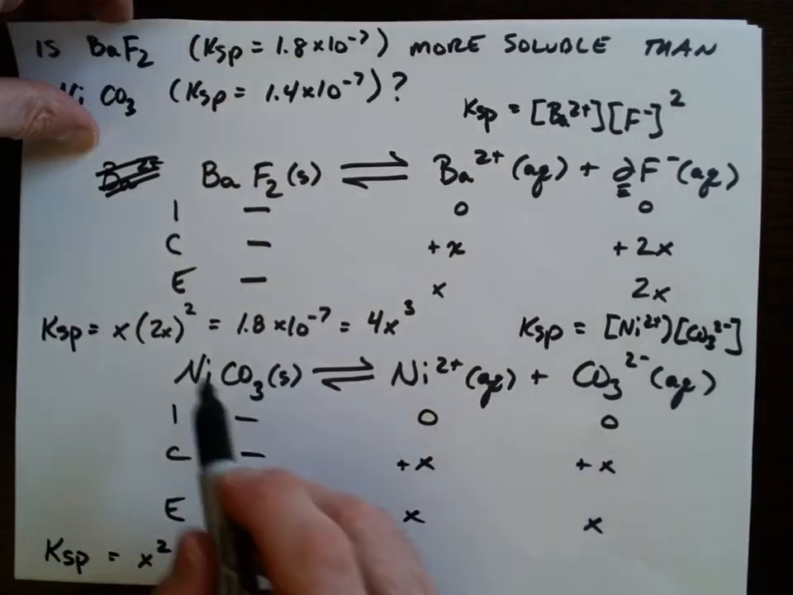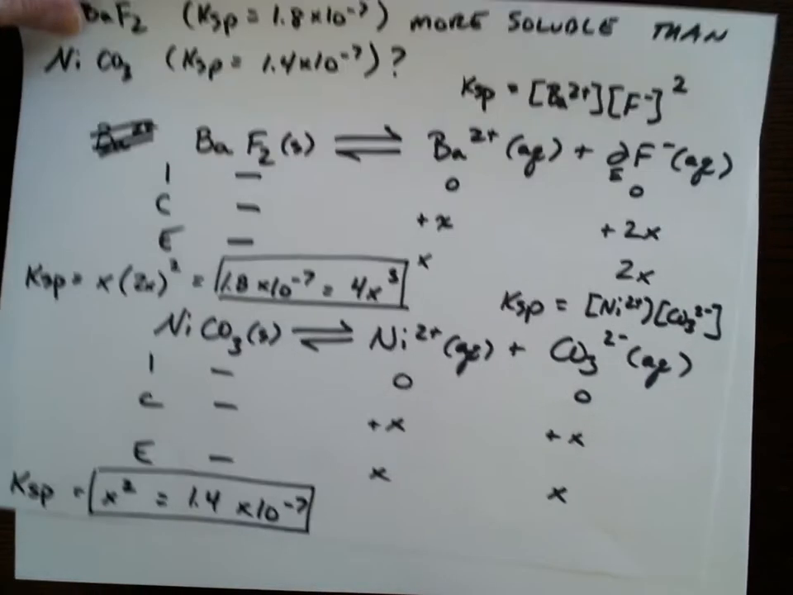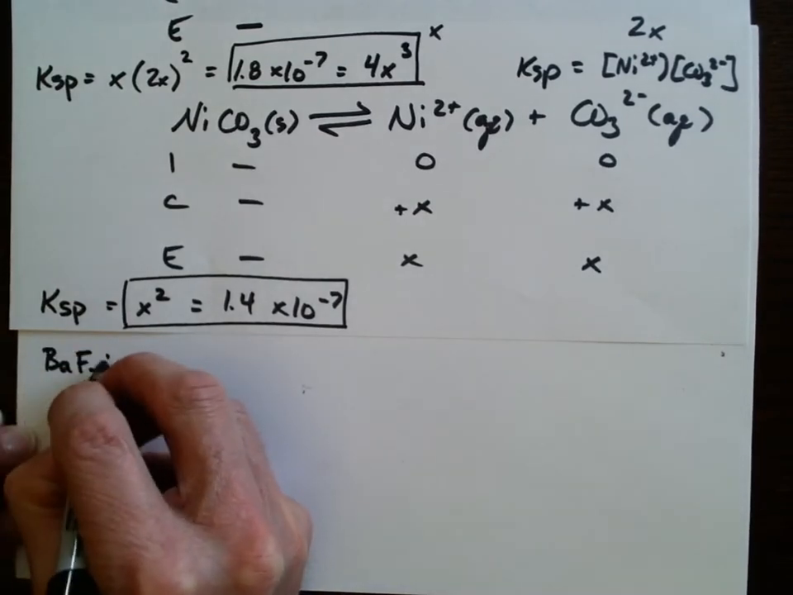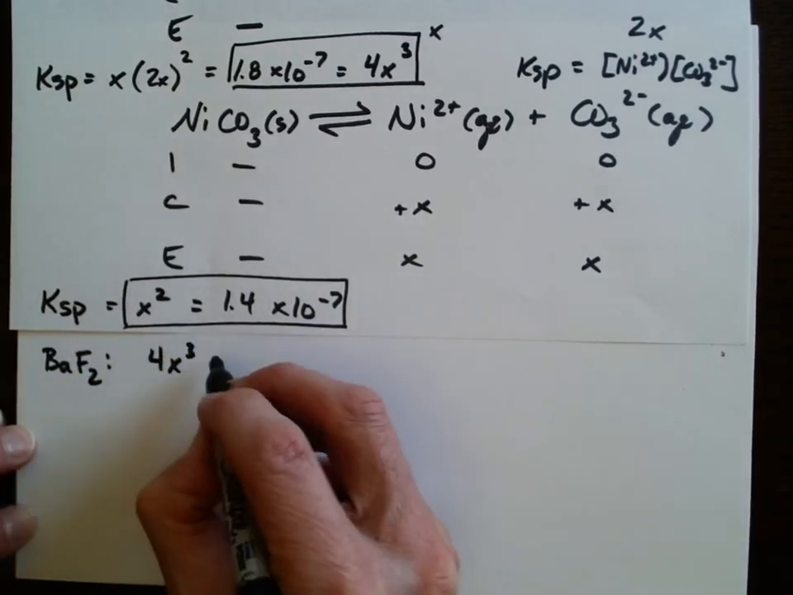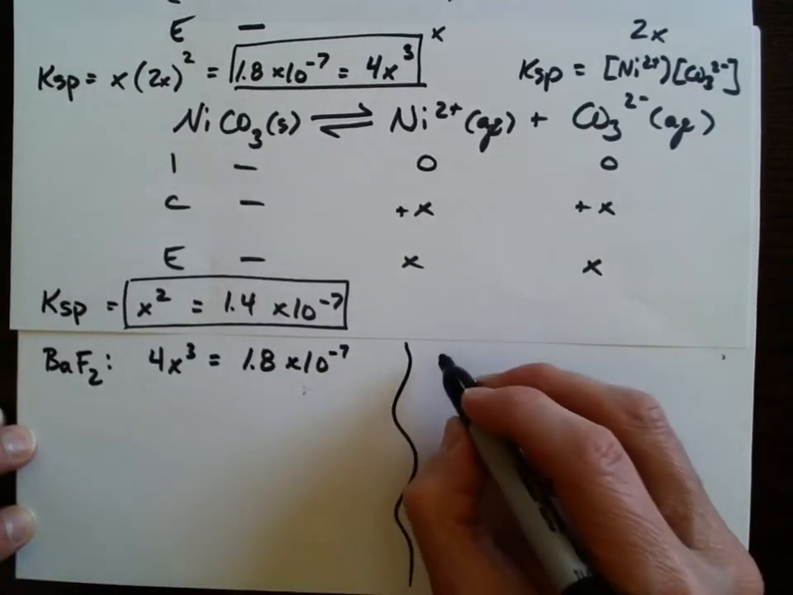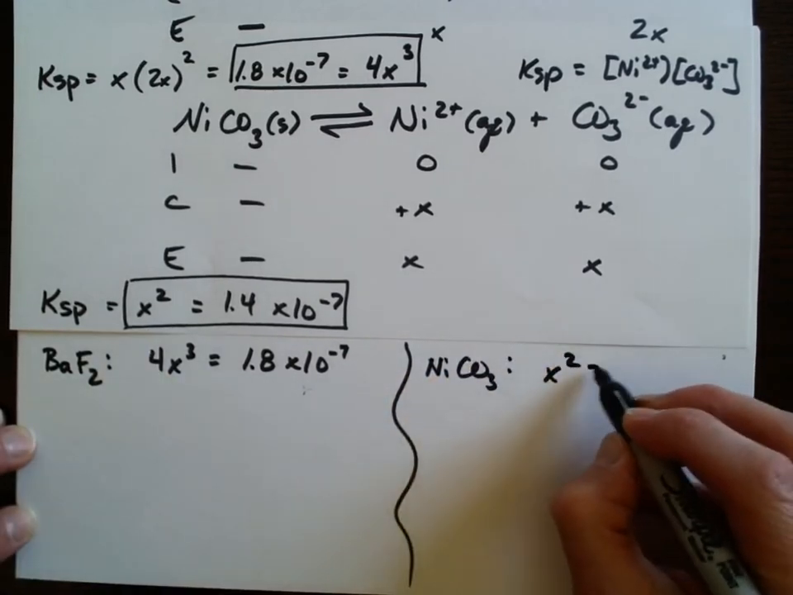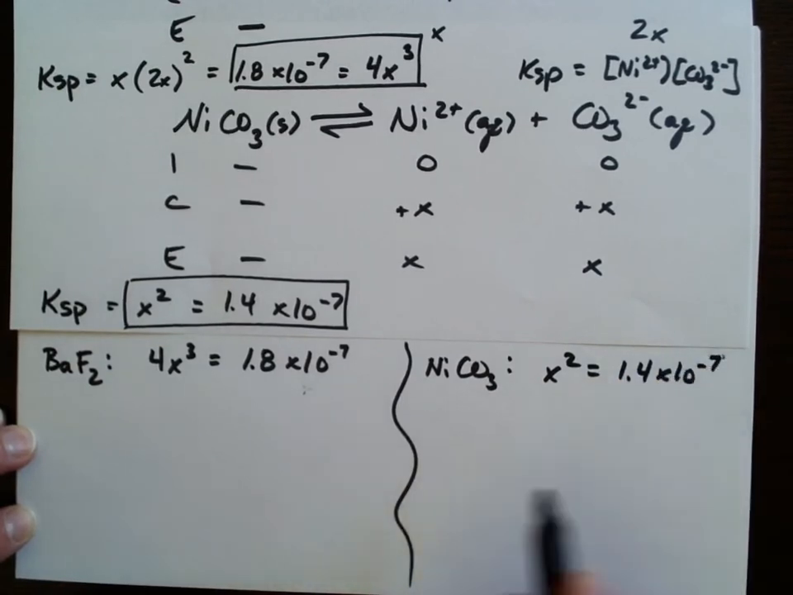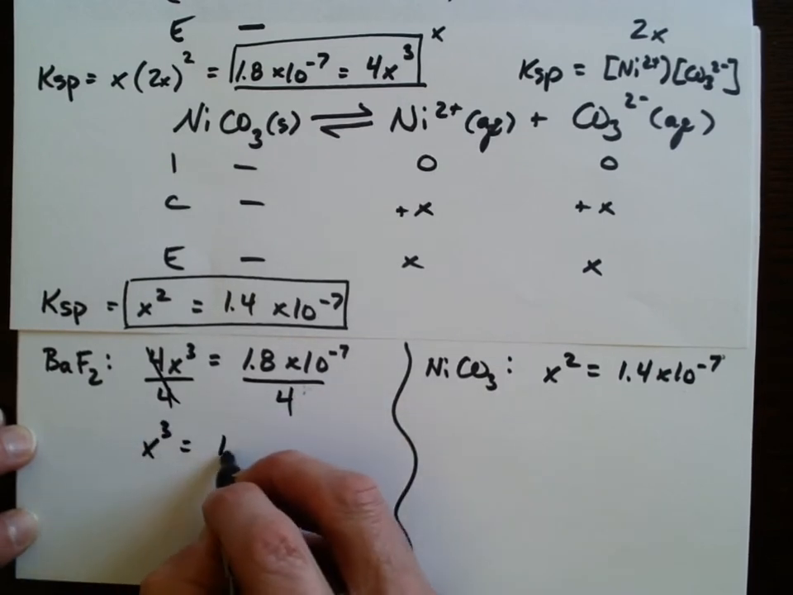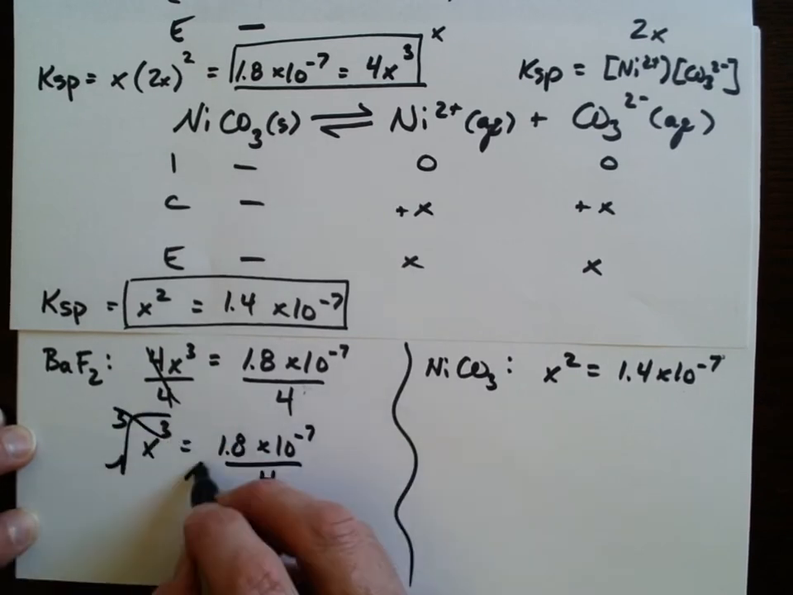So I'll go to a separate page to do the calculations here. So remember these two here. Okay, so for barium fluoride, I've got 4X cubed. That's going to be equal to 1.8 times 10 to the negative 7. And then for nickel carbonate, we've found that X squared is going to be 1.4 times 10 to the negative 7. Let's run through the math here. I'll divide both sides by 4 here, and I'll get X cubed is 1.8 times 10 to the negative 7 over 4. I need to take the cube root of both sides.